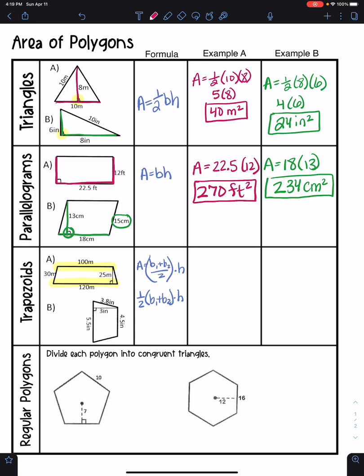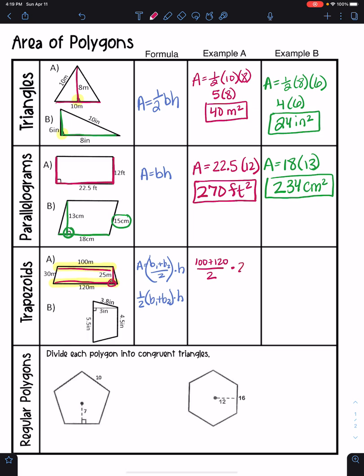So let's do example A. I'm going to add those bases, 100 plus 120, and divide by 2, and then multiply by the height. So again, the bases are the sides that are parallel. You'll notice the other 2 sides that are opposite each other are not parallel. And again, we're always looking for this right angle symbol so we know what the height is.